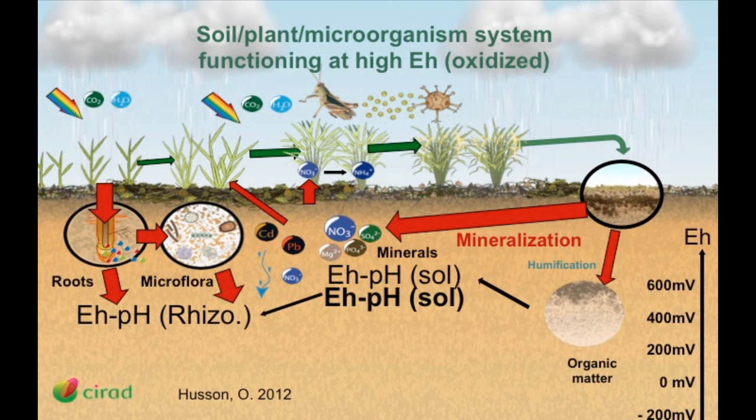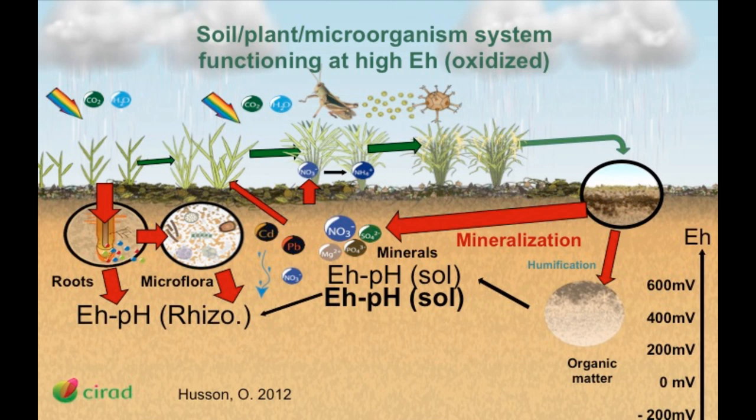It's a very interesting plant because it can be grown at a very low level in paddy fields, but it can also be grown in upland conditions like wheat. So we have a huge range of EH, pH, and to study these processes, it's interesting. So the rice, or the plant able to pump oxygen, will raise EH, pH in the rhizosphere.